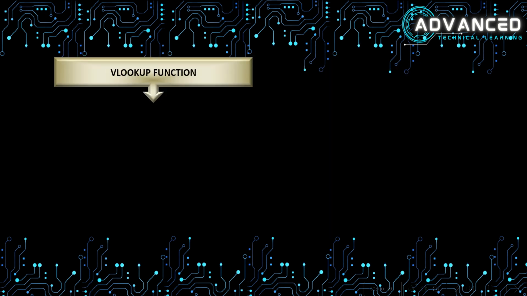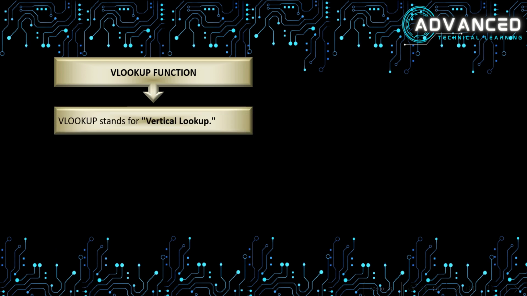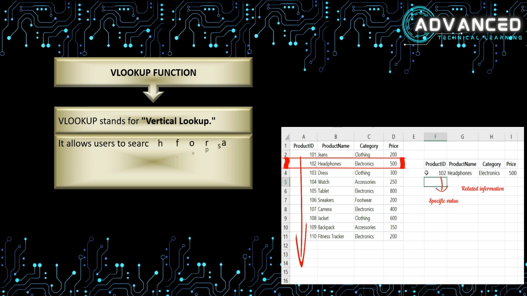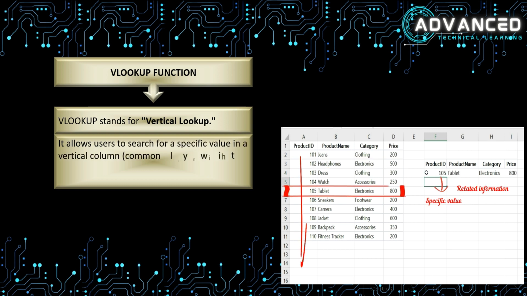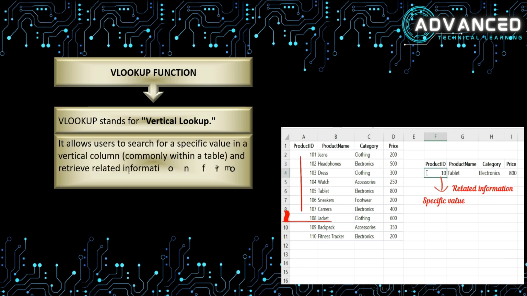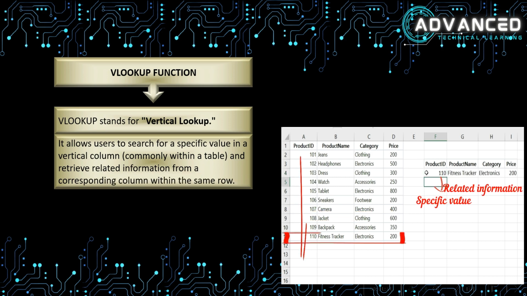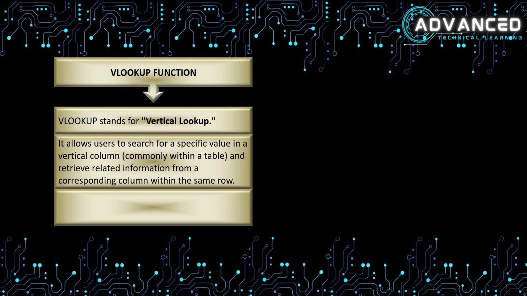So let's understand what is the VLOOKUP function. VLOOKUP stands for vertical lookup. It allows users to search for a specific value in a vertical column and retrieve related information from a corresponding column within the same row. Here is the syntax for the VLOOKUP function.